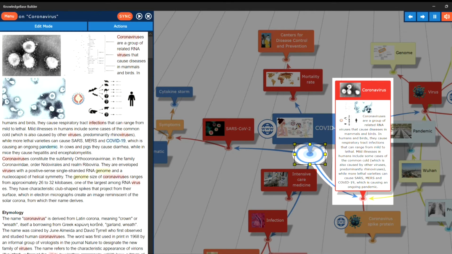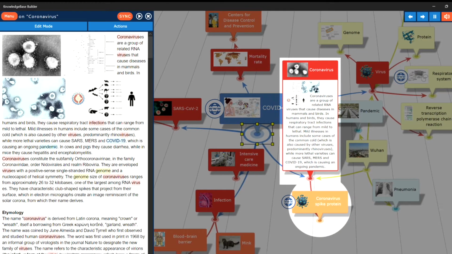Coronavirus. Coronaviruses are a group of related RNA viruses that cause diseases in mammals and birds. In humans and birds, they cause respiratory tract infections that can range from mild to lethal. Mild illnesses in humans include some cases of the common cold, which is also caused by other viruses, predominantly rhinoviruses, while more lethal varieties can cause SARS, MERS, and COVID-19, which is causing an ongoing pandemic. The topic coronavirus in overview.